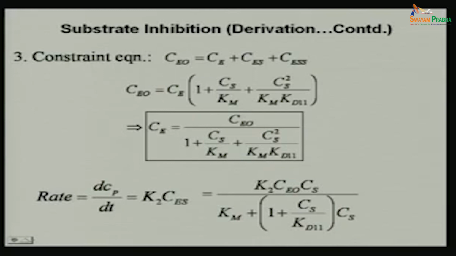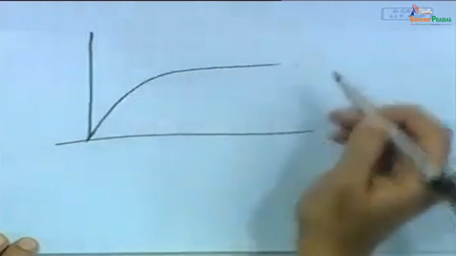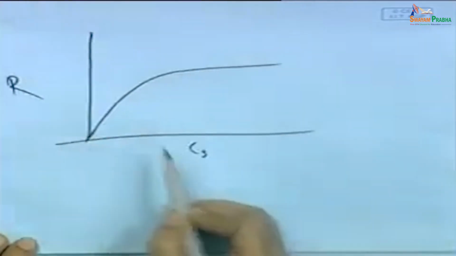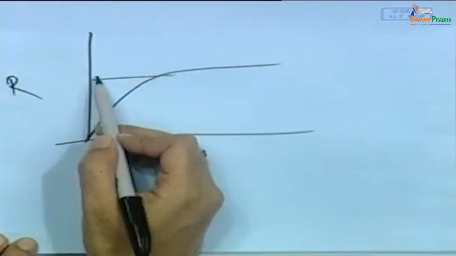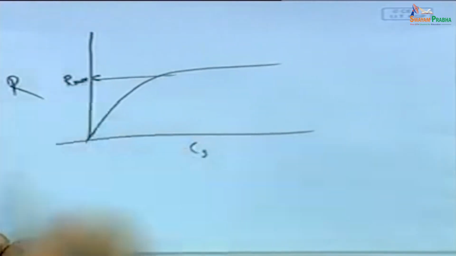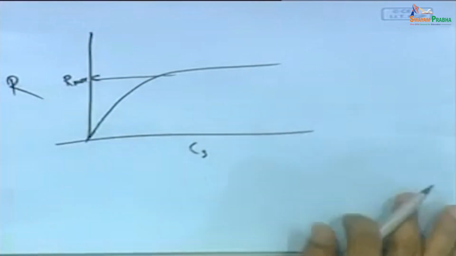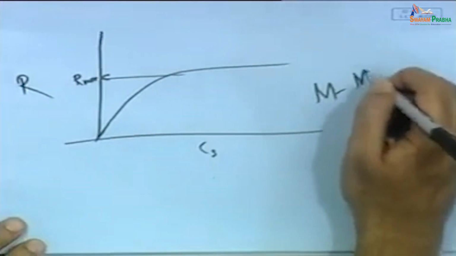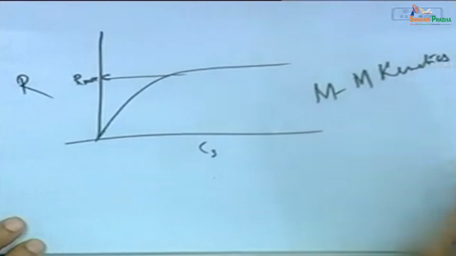Okay. So, if I ask you to intuit, how would the rate go? Like in the Michaelis-Menten kinetics, the rate goes like this, right? So, it has an initial slope and then it reaches an R max. This is R versus Cs. So this is the Michaelis-Menten. What would you think how this one would look?